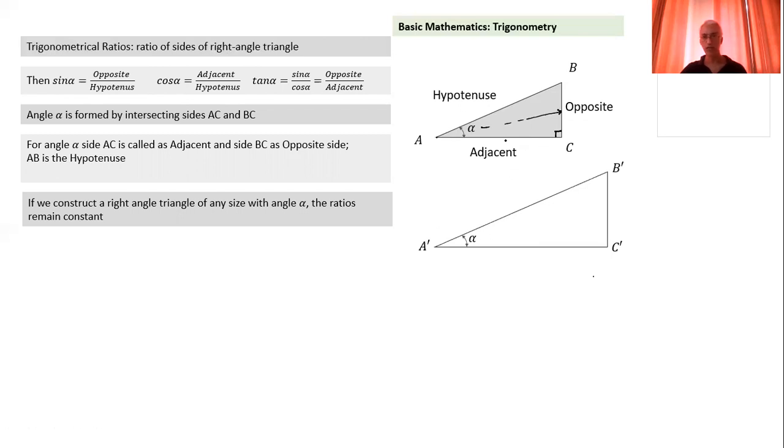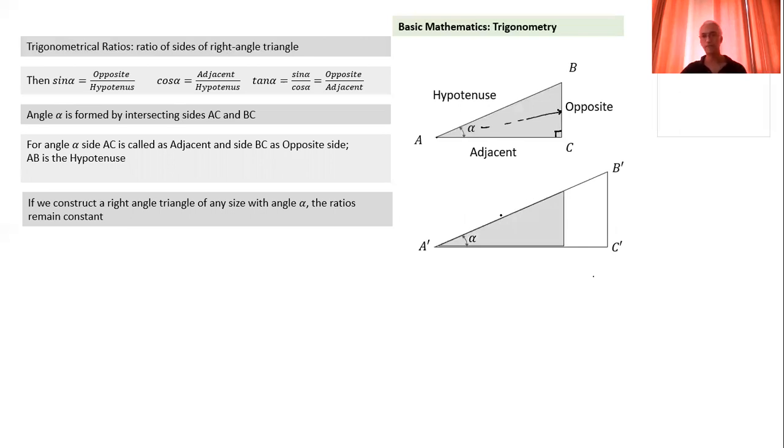Two right angle triangles. Here you can calculate sine alpha: opposite by hypotenuse, BC by AB. Here also you can calculate sine alpha: B dash C dash by A dash B dash. If I construct these two triangles, measure the lengths of the sides, and calculate the ratio, will the ratio be the same or different? The point I am making, and we are going to show that also, is that for any size of triangle we construct, if the angle is the same, the ratios are the same. It doesn't depend on the size of the triangle.